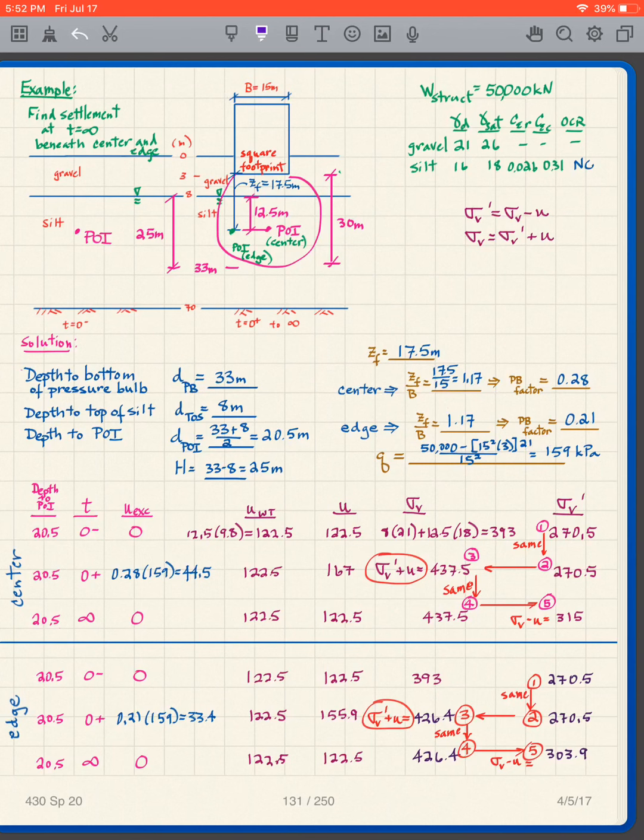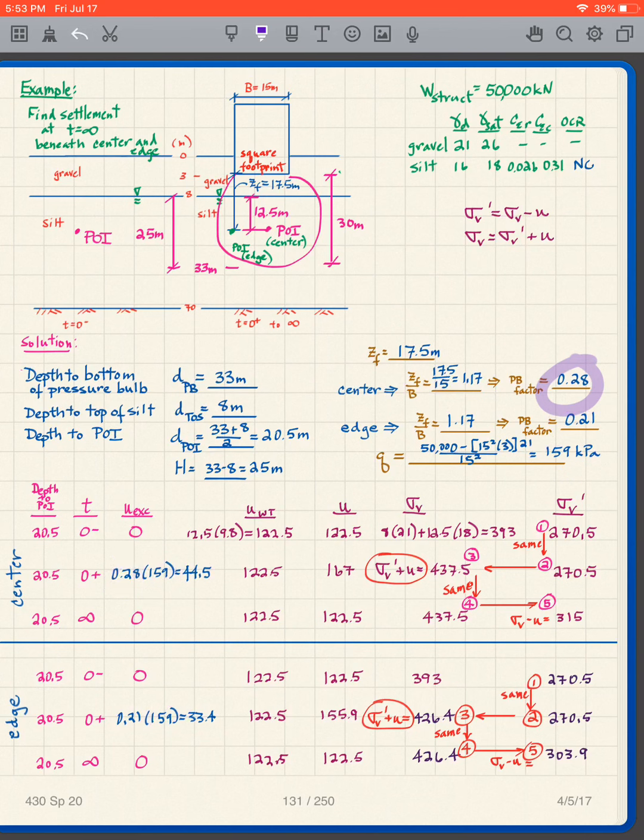I do the chart, and again, at t equals 0, well, first the depth of my point of interest is 20.5, both situations. At t equals 0 minus, my u excess is 0. At infinity, it's 0. And then to get my u excess at 0 plus, that's the hard one. Well, I take my pressure bulb factor, which is 0.28, times my Q, which is 159. And then down below, my pressure bulb factor is 0.21. The Q again is 159. So I get 44.5 for the center, 33.4 for the edge.